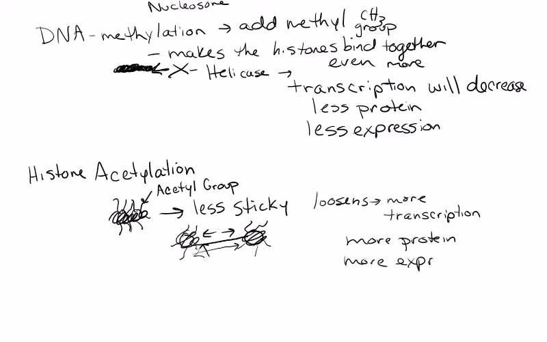So more genes may be expressed, more of the genes might be able to be read, and so this is going to give us an increase in expression, okay? And so these modifications, they actually can be passed on to future generations, and they can also be reversed, okay?